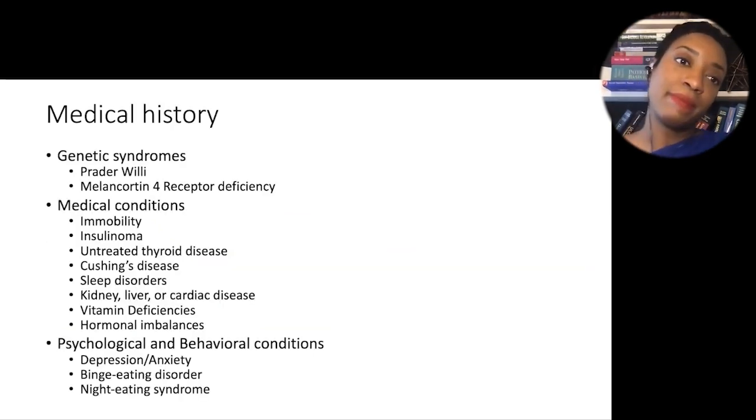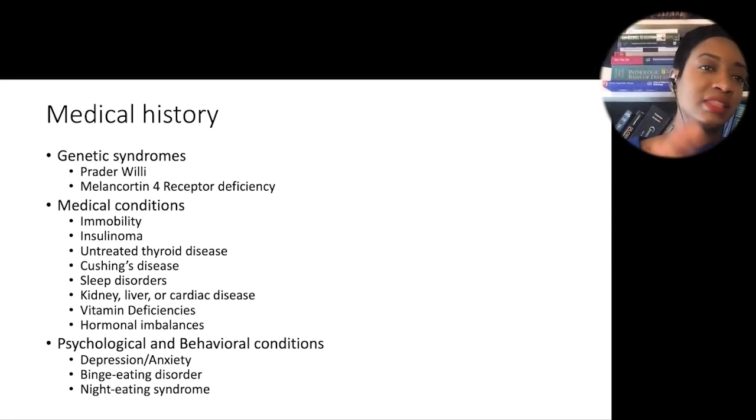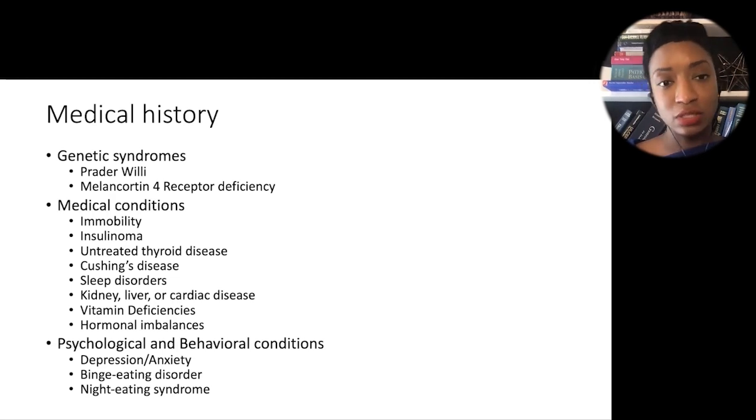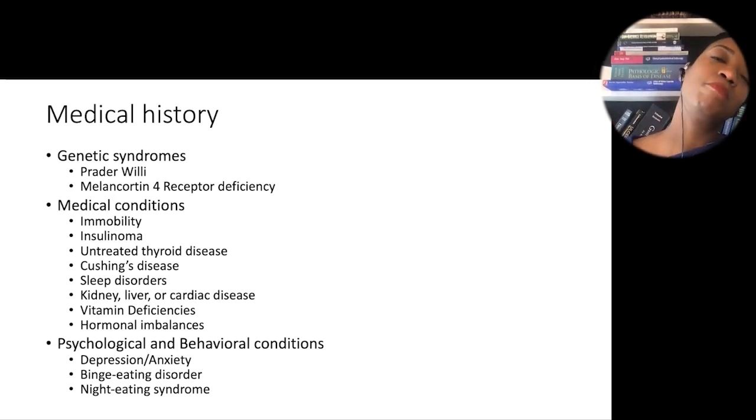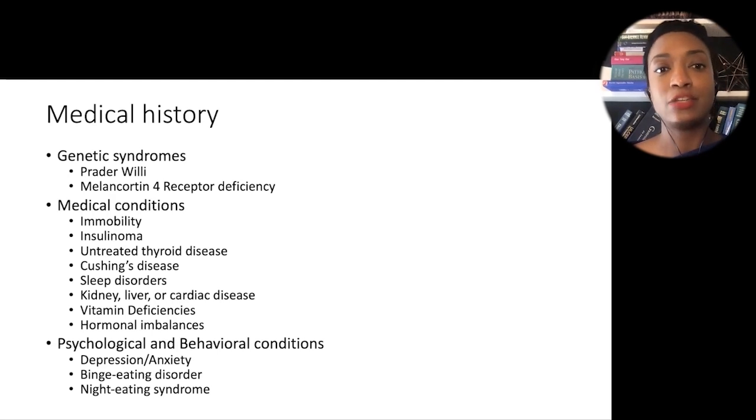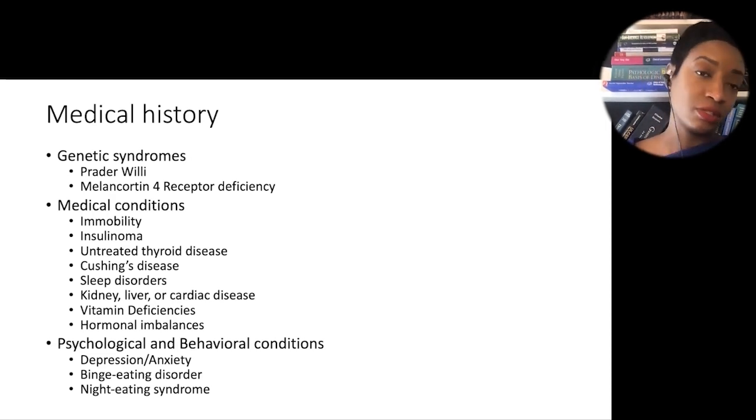And then we talk about medical history and things that can contribute, right? So if we think about medications first and then those other things that can happen: genetic syndromes, which are pretty rare, medical conditions, if somebody's recently had a surgery or has something going on with their joints or certain types of sleep disorders, cardiac or liver disease, vitamin deficiencies or hormonal imbalances. And the very big piece is getting patients' psychological behaviors and conditions well controlled as well. Whether that be night eating, anxiety, depression, or binge eating, these are important to address.